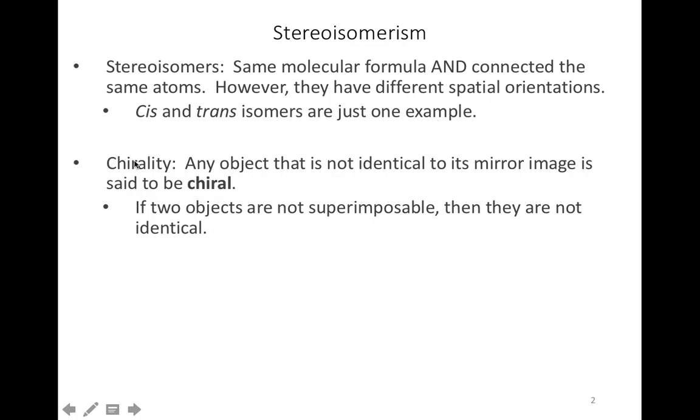We're going to look at another type of stereoisomerism in this video, and there's sort of two key points to our discussion. One is chirality. Any object that is not identical to its mirror image is said to be chiral. Another important thing to consider is that one way to tell whether two objects are identical or not is to determine whether they're superimposable, right? Whether I can set one essentially on top of the other and they fit perfectly. If they're not superimposable, then they're not identical.